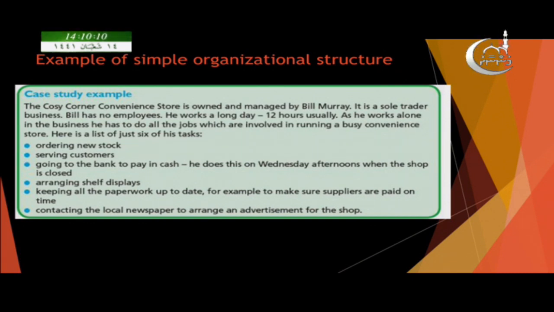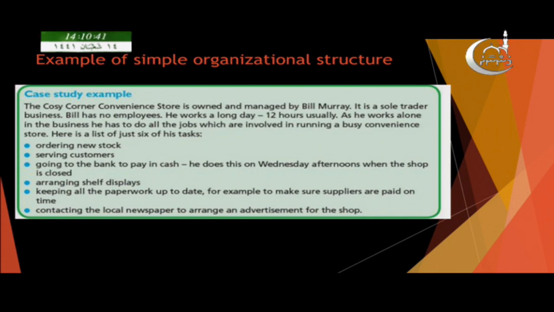It is a sole trader business. Bill has no employees, so he himself is working alone in the organization. He works a long day, that means 12 hours usually. As he works alone in the business, he has to do all the jobs which are involved in running a busy convenience store. Here is the list of just 6 of his tasks. This is only for one single manager or one single owner, what he is doing in his organization.